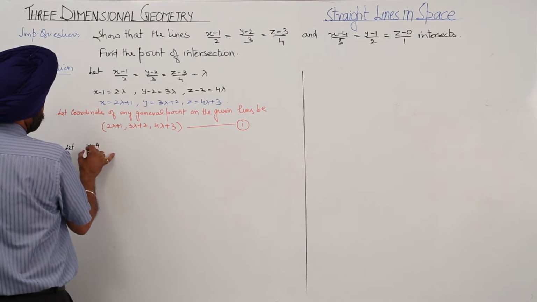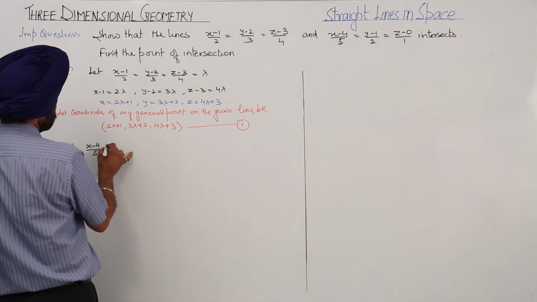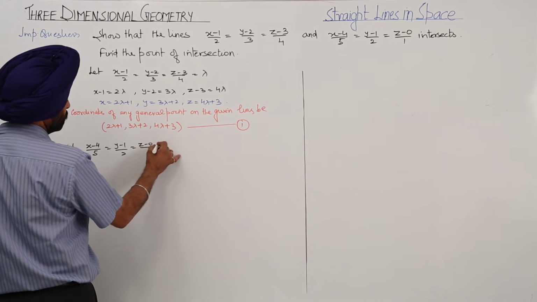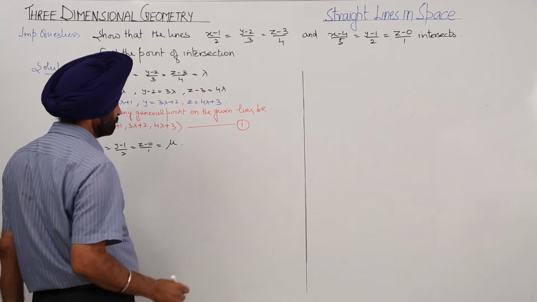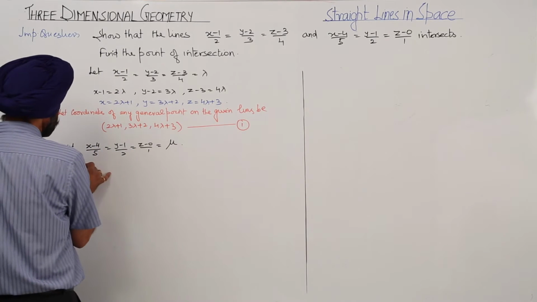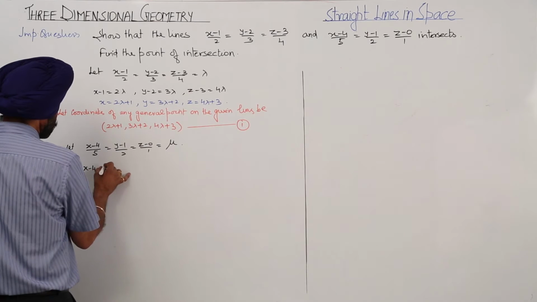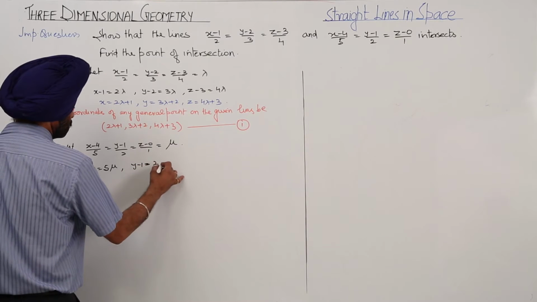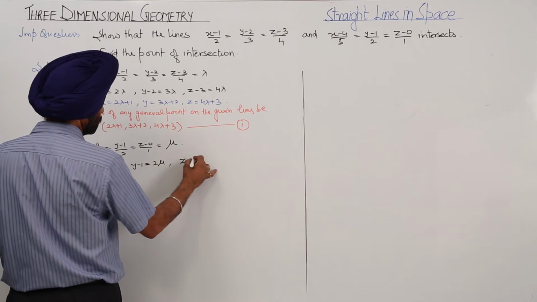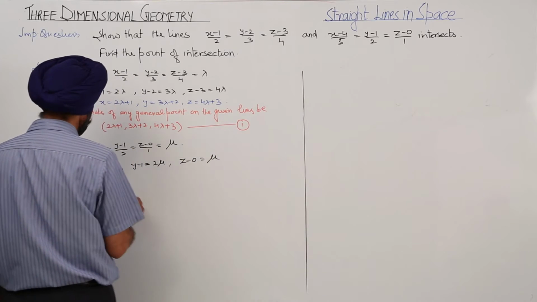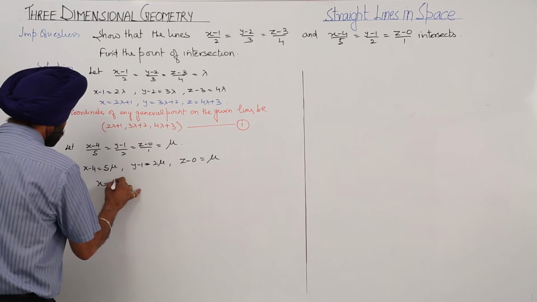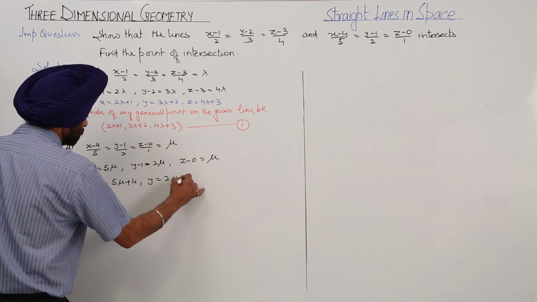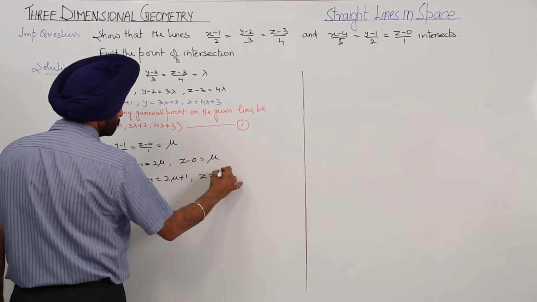Now, let (x minus 4)/5 = (y minus 1)/2 = (z minus 0)/1 = mu. So now this becomes x minus 4 = 5 mu, y minus 1 = 2 mu and z minus 0 = mu. So x = 5 mu plus 4, y = 2 mu plus 1 and z = mu.